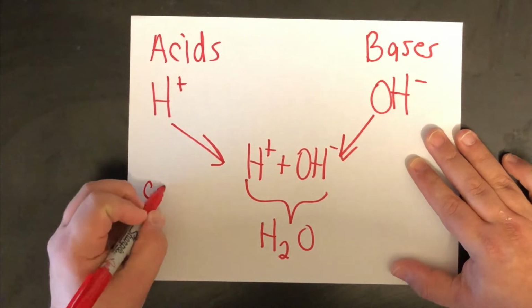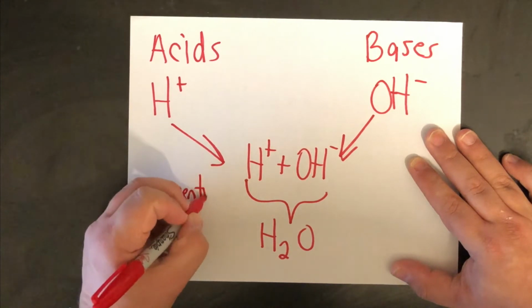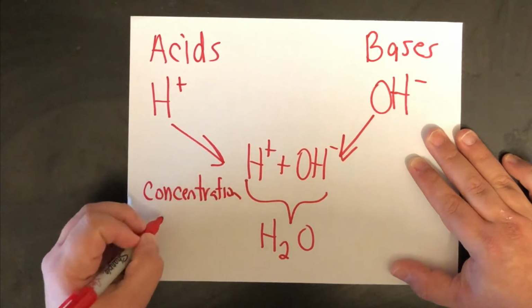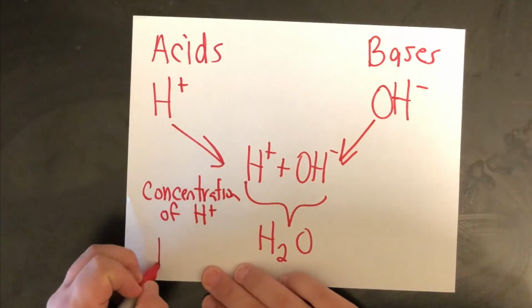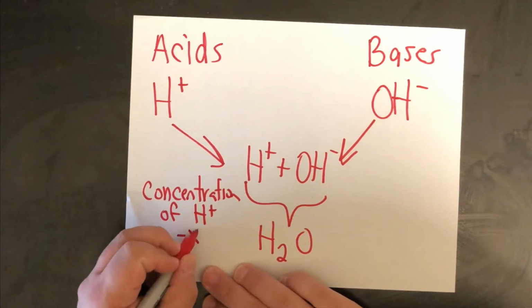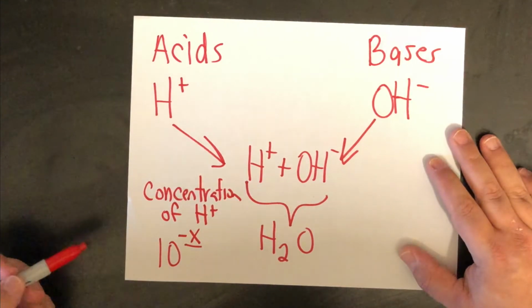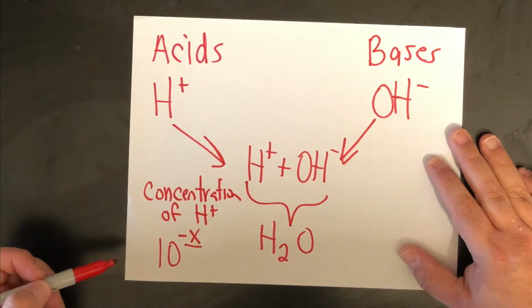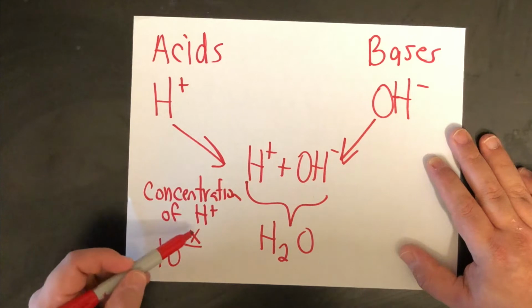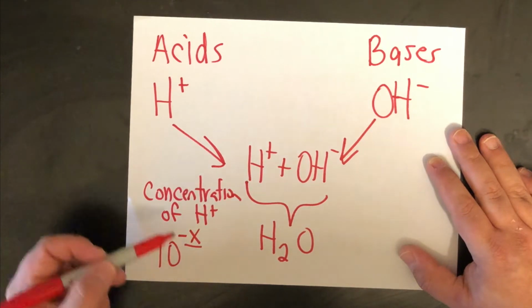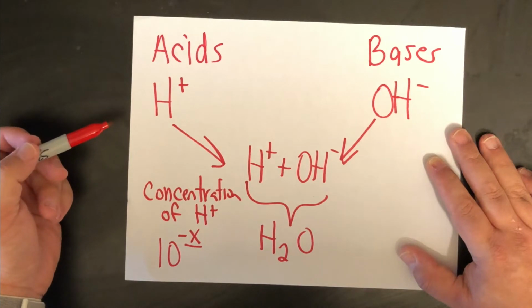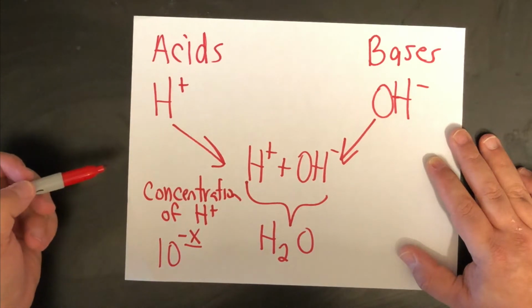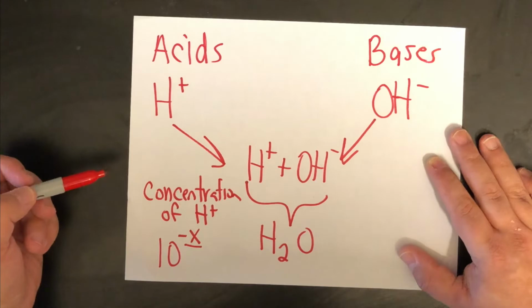pH is just the concentration of those hydrogen atoms illustrated as a 10 to the negative power, okay? And that's why lower numbers actually mean more hydrogen, and higher numbers actually mean less hydrogen. Hope that makes a little bit more sense.